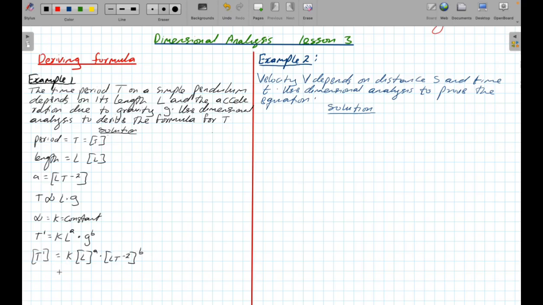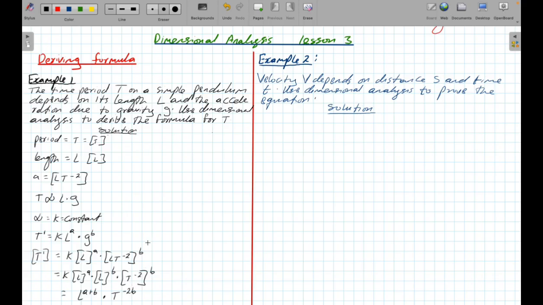Now by equating this, we're going to have k equal to the dimension of L raised to the power of a, multiplied by the dimension of L raised to the power of b, and the dimension of T raised to the power of minus 2, raised to the power of b. Now we can equate this, and we're going to have L raised to the power of a plus b. According to the product law of indices, T will be raised to the power of minus 2b.